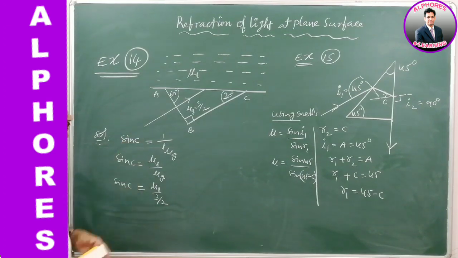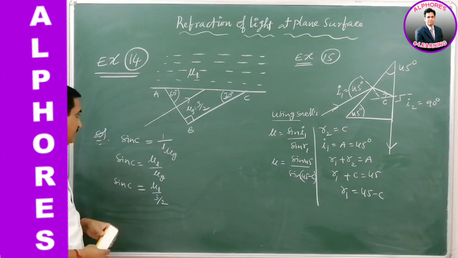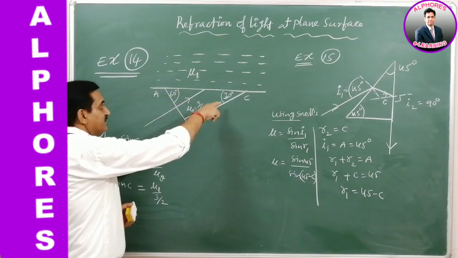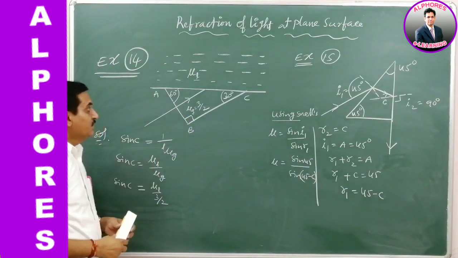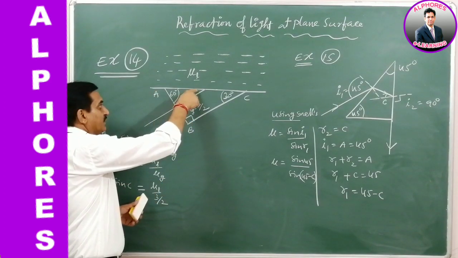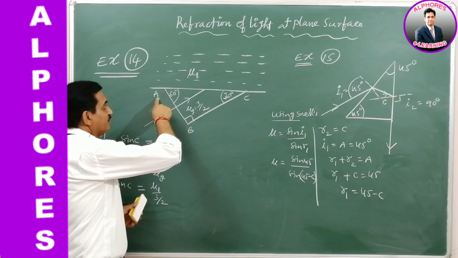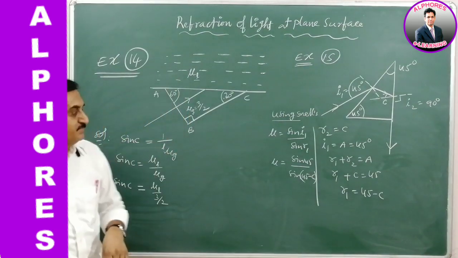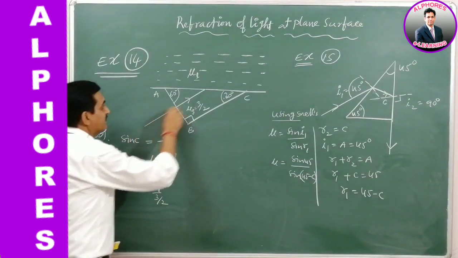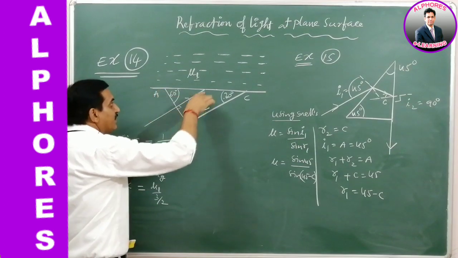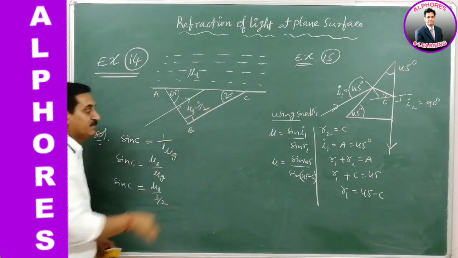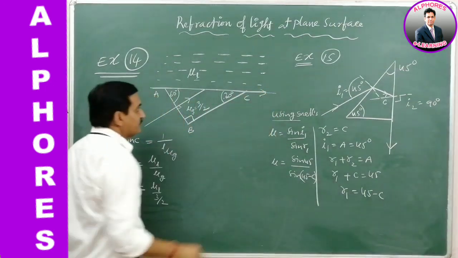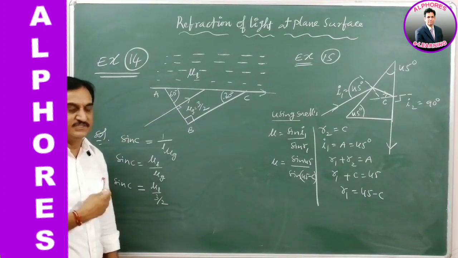Let us go for the next example problem, the 14th one. Here there is a prism. In this prism, this angle is 60 given, this is 30 given, and it is a right angle. Above the face AC, some liquid is poured. A ray of light is incident normal to this face, and at the interface of liquid and glass, the light is grazing the surface separating the two media, liquid and glass.